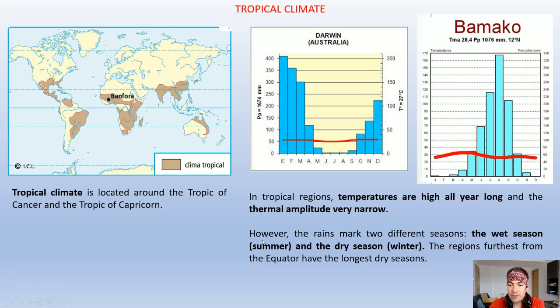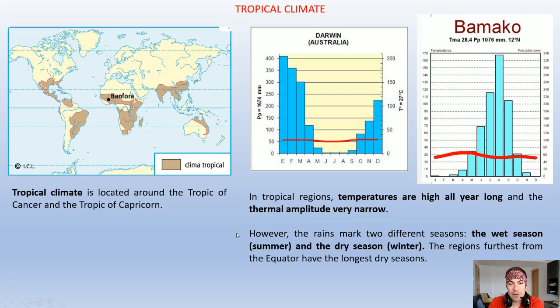So in tropical regions, the temperatures are high all year long, as well as in the equatorial ones, and the thermal amplitude is very narrow, okay? The difference is small, but it is slightly bigger than in the equatorial ones, but this time it is less than 10 degrees the difference between the highest and the lowest temperature. As you can see here, you can see a little curve here, okay? It is not a line, but it makes a bit of a curve here, okay? Here you can see it better.